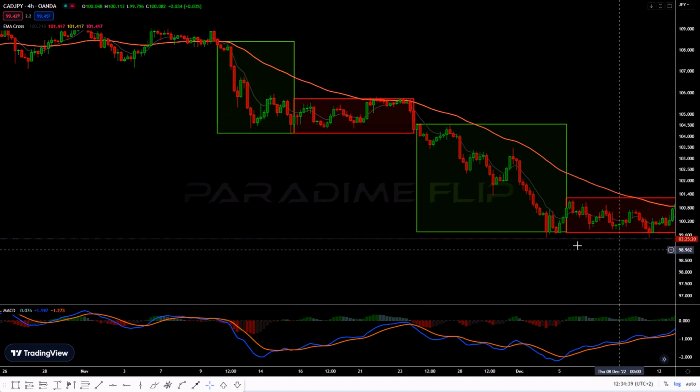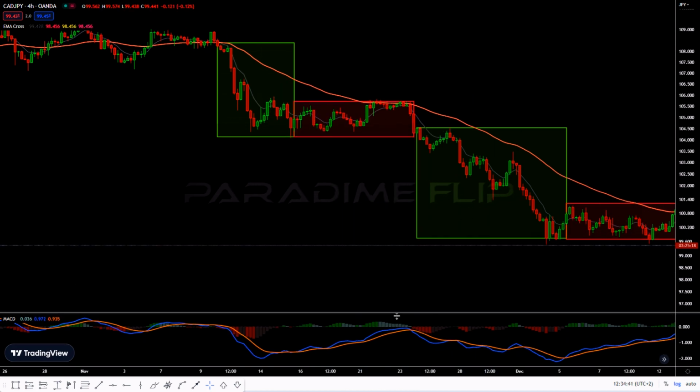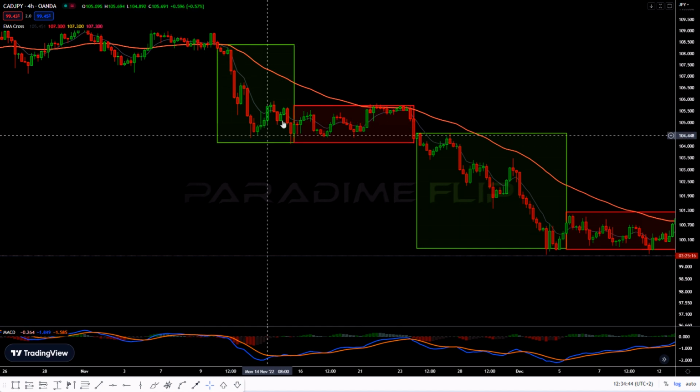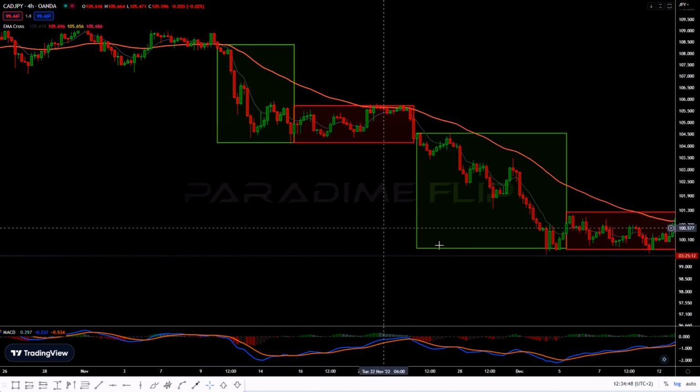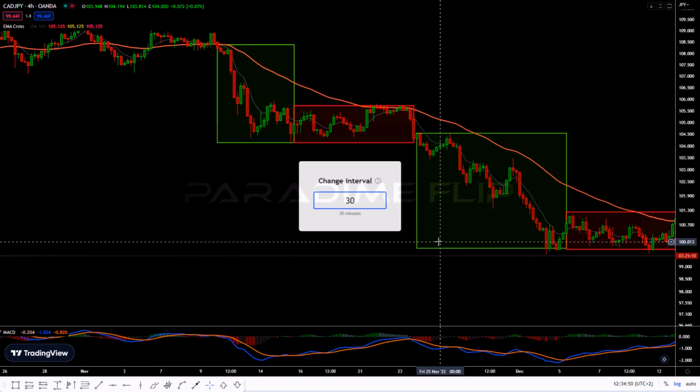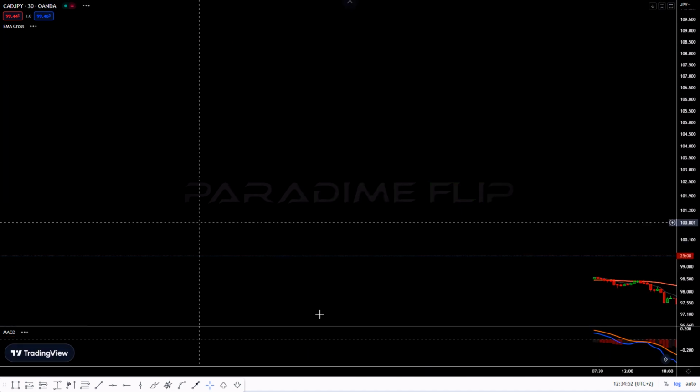Those will tend to work better in these ranging environments. So having said that, we can actually go on a lower time frame and have a look at these areas and some of the setups that occur in them, and we can simply go to a 30-minute chart.